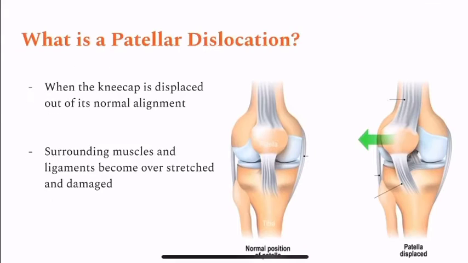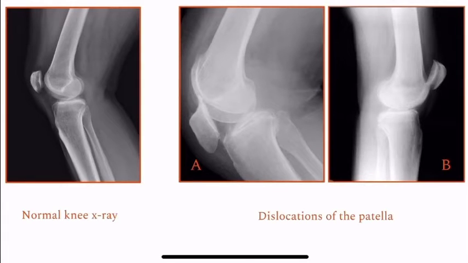A patellar dislocation refers to when the kneecap is displaced out of its normal alignment. When a dislocation occurs, the surrounding muscles and ligaments become overstretched and damaged. On the right is an X-ray of a healthy knee with no dislocations present. The X-rays on the left show various patellar dislocations. Picture A shows an inferior dislocation of the patella, whereas picture B shows a superior dislocation of the patella.